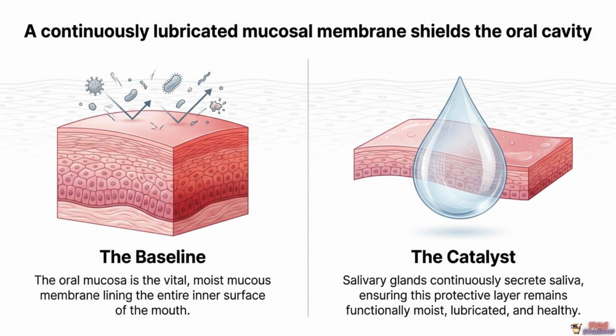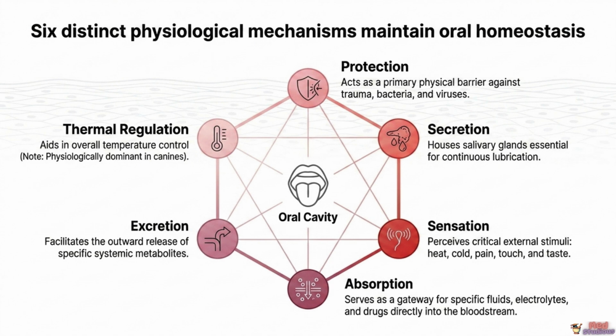Without this constant salivary flow, the mucosa dries out, cracks, and becomes dramatically more vulnerable to infection, a condition seen clinically in xerostomia and Sjogren's syndrome. So the very first concept to internalize is this: the oral mucosa is a living, lubricated barrier, not a static wall. Now let us master the 6 distinct physiological functions that the oral mucosa performs to maintain oral homeostasis.